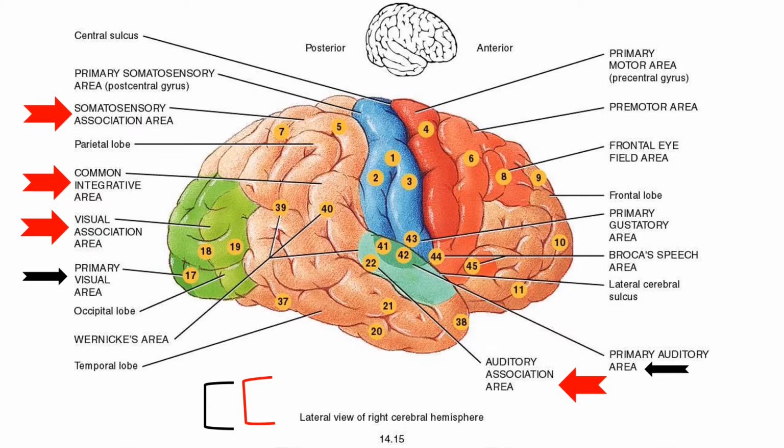And then there is a common integrative area, which is also very important because we need to understand. We don't need only receiving images, receiving sounds, and receiving different sensations. We need association and integration. And there are areas in the brain which are concerned with these functions, and we have to use them.